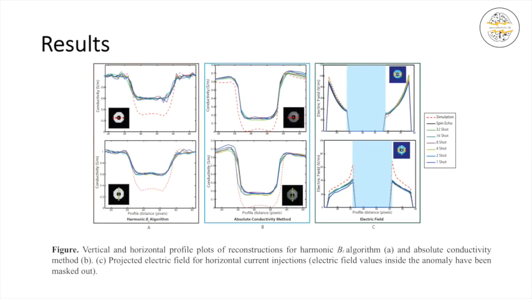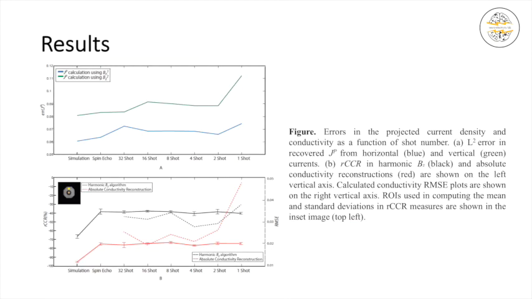This slide shows profile views of reconstructed conductivities and calculated electric fields as a function of shot number. Simulated values are indicated by red dotted lines. Now we see errors in projected J and conductivity contrasts as a function of shot number.